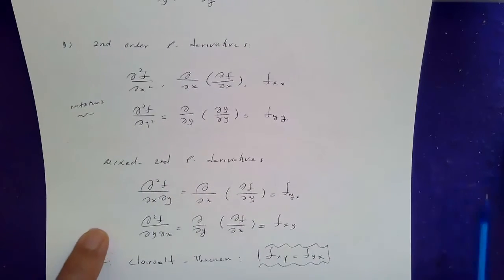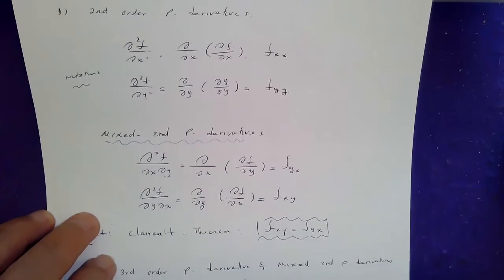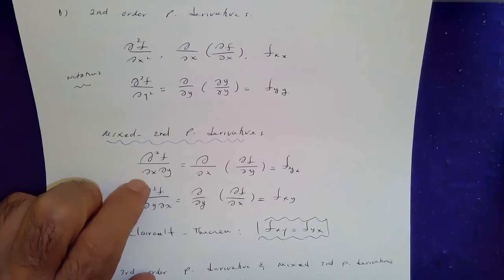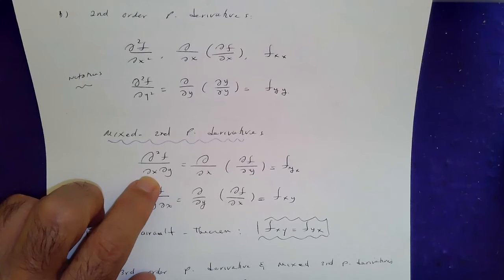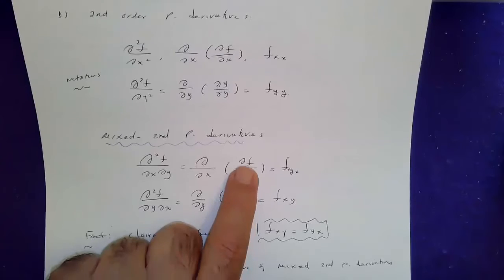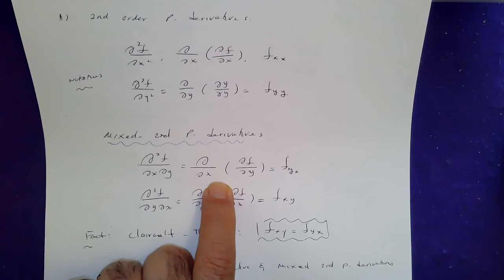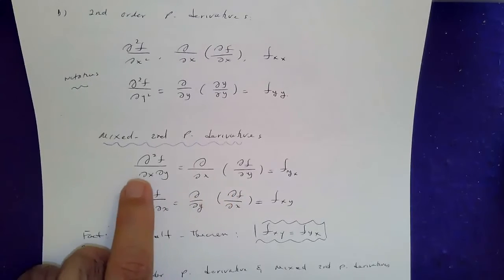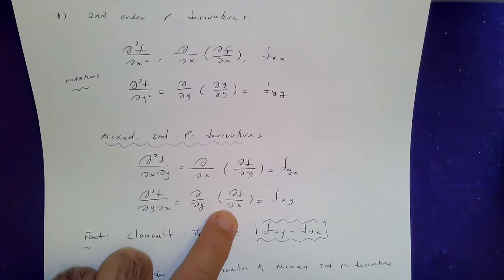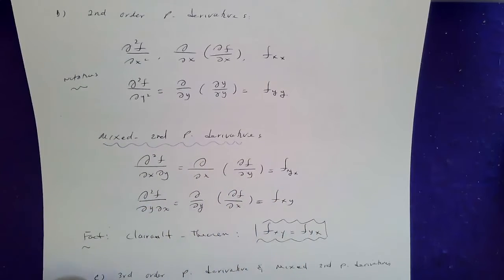Then we have mixed second order partial derivatives. These are mixed partials, and they go like this. The second partial derivative with respect to y, then with respect to x, is fyx. So you take the partial derivative of f with respect to y, and whatever answer you come up with, you take the partial derivative of that with respect to x. The next one is the partial derivative of f with respect to x first, y second. These are called mixed partials.